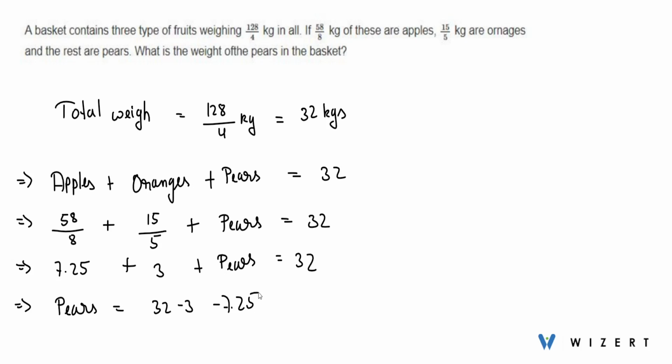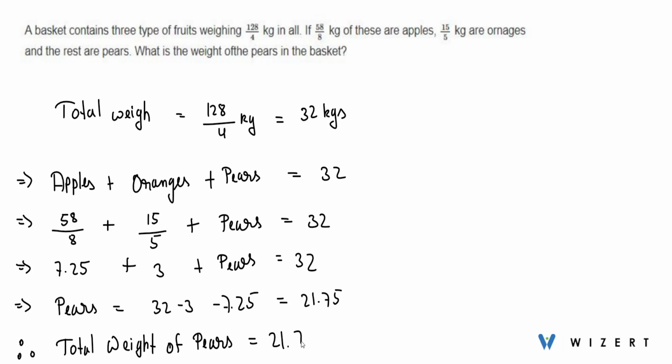So it will become 21.75 kgs. Therefore total weight of pears equals 21.75 kgs. So this will be our final required answer.